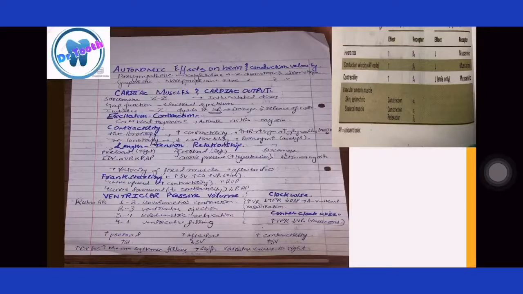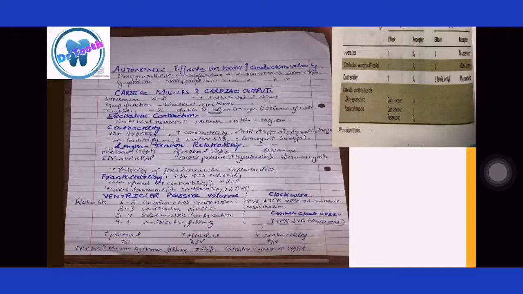Heart rate, conduction velocity and contractility act on beta 1 receptors, and skin and skeletal muscles act on alpha 1. Skeletal muscle constriction acts on alpha 1, and relaxation acts on beta 2. These can be MCQs as well.